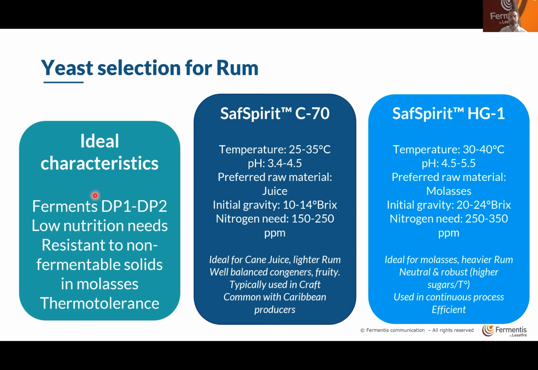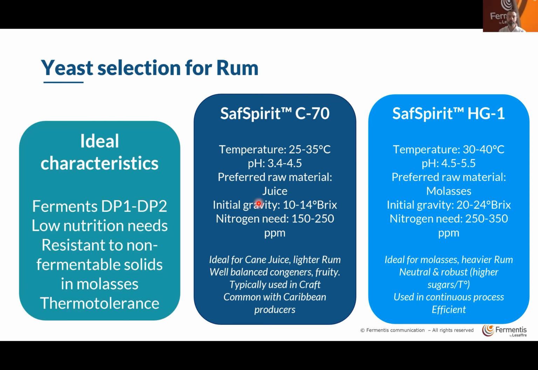So the yeast selection for rum has ideal characteristics. It would ferment simple sugars and also maltose. It would have a resistance to low nutrient availability, and also resist the temperature. We have also a very nice selection for rum, so C70 and HG1. The first one has the ability to ferment up to 35 degrees Celsius, though 30 degrees Celsius would be a bit better for toxic tolerance towards ethanol.